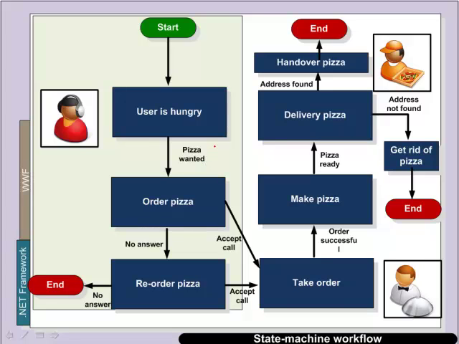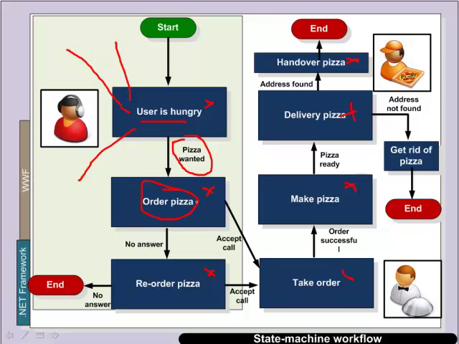A state-based one is typically used where there are possible changes in the flow and when the main states are defined. So in this case, we've defined a number of states. The user is hungry, order a pizza, reorder a pizza, take an order, make the pizza, deliver the pizza, and hand it over. And then how we move between these states is caused by certain events. So the user is hungry. Does he want a pizza, or does he want another type of meal? In this case, the event is pizza's wanted. So he might move into other states if he wants other types of food.